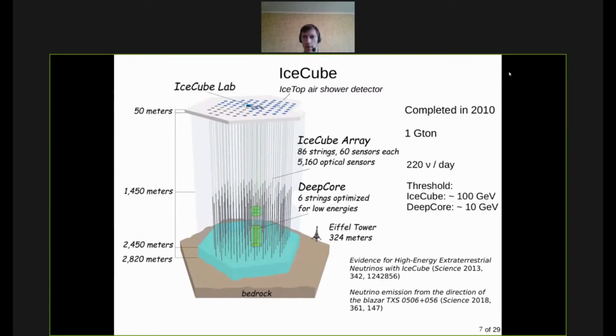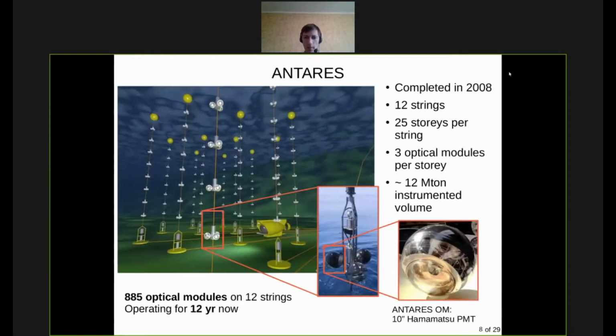The detector was completed in 2010 and has already produced many publications, discoveries, and so on. The energy threshold for these detectors is about 100 GeV for the main array, and it counts about 200 atmospheric neutrinos per day. So most results that exist in this field come from IceCube so far.